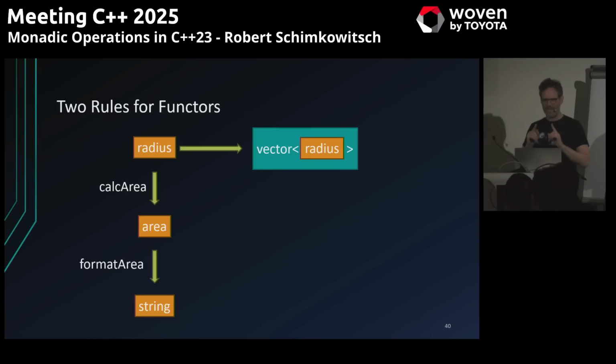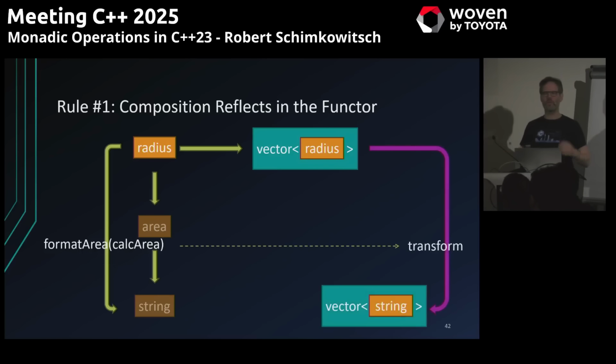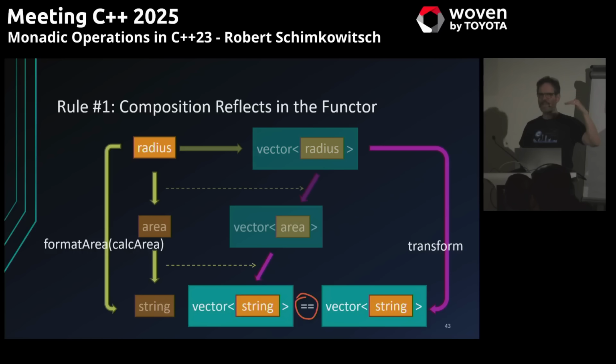Now let's add a little theory, because functors have to follow two rules. The first is the rule of composition. Because we could compose our two separate functions into one single function that immediately takes a radius and outputs the formatted string. And of course, we can apply it via our functor. So we get a vector of strings. And it has to be the exact same vector as if we went through our pipeline stage by stage. This is guaranteed.